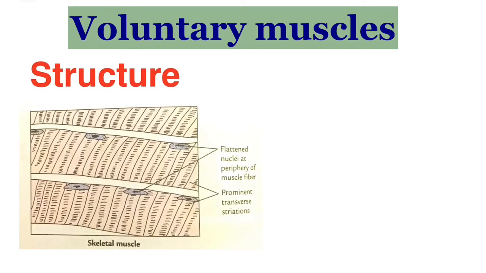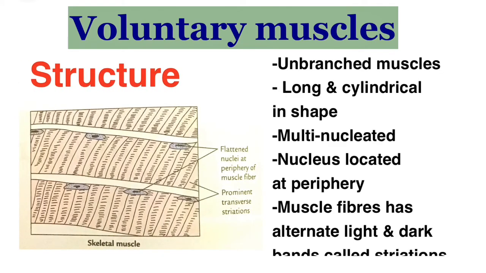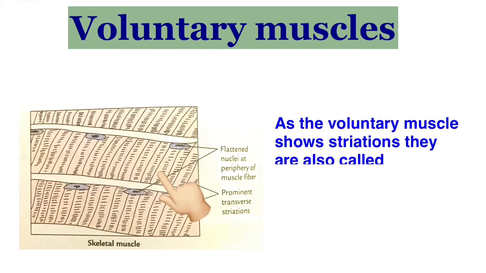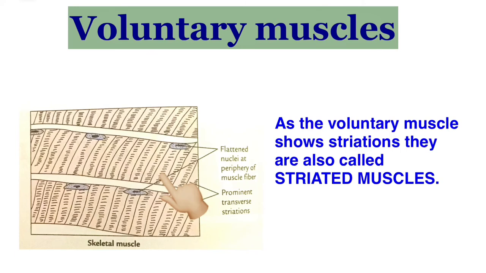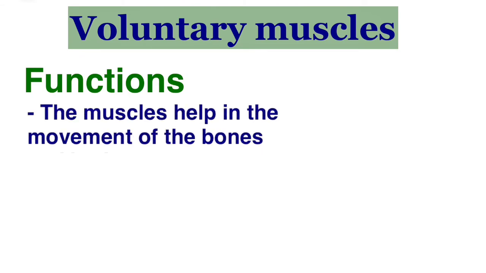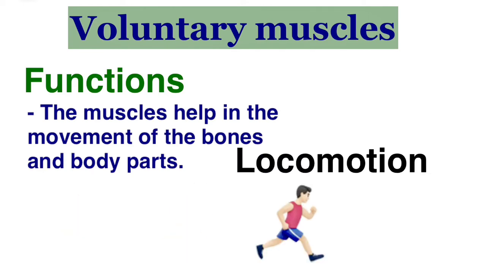Structure of voluntary muscles. They are unbranched, long and cylindrical in shape. More than one nucleus is present in a cell. That is, the cells are multinucleated. Nuclei are generally located at the periphery of the cells. Muscle fibers show alternate light and dark bands. These bands are called striations. As the voluntary muscles show striations, they are called striated muscle. Function of the voluntary muscles. The muscles help in the movement of the bones and our body parts. They provide the force for our locomotion.